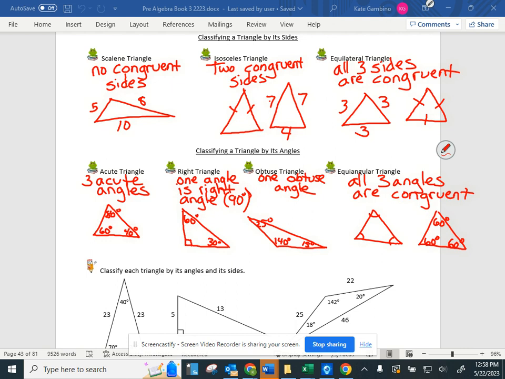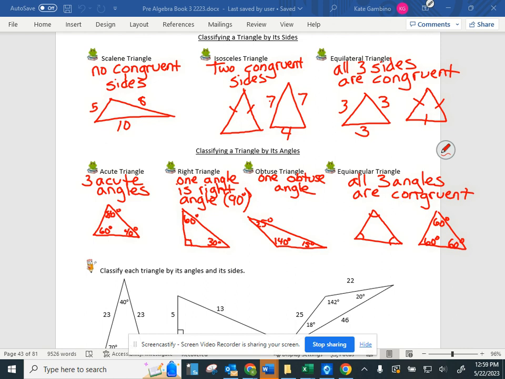On the bottom, it says classify each triangle by its angles and its sides, so we can call it by its two names. If we look at that first one, what do you think we would call that? Looking at angles and looking at sides, Emmeline?